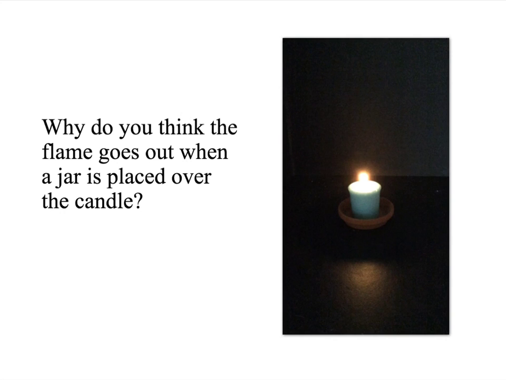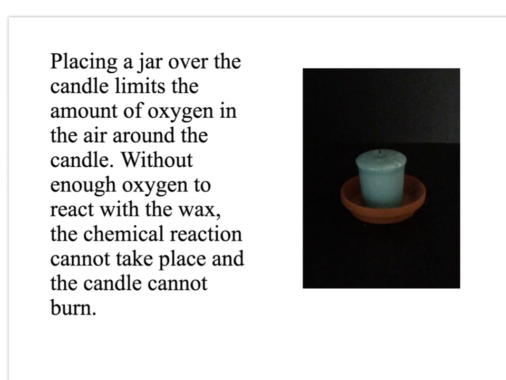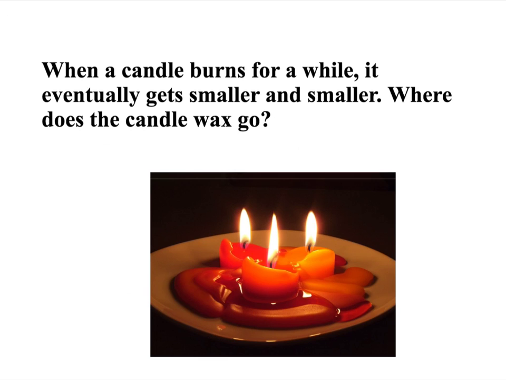Why do you think the flame goes out when we put a jar over a candle? Placing a jar over the candle limits the amount of oxygen in the air around the candle. Without enough oxygen to react with the wax, the chemical reaction cannot take place, and the candle cannot burn. When a candle burns, the candle wax seems to disappear. It doesn't really disappear, though. It reacts chemically, and the new products go into the air.